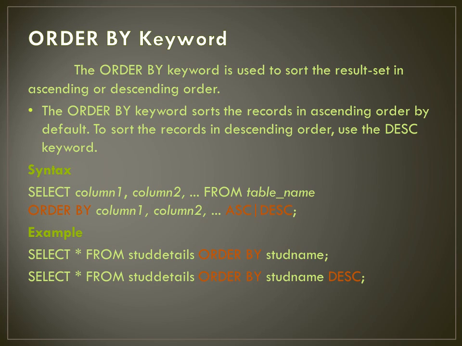Next, select star from student details, order by student name, space DESC. DESC is the keyword which is used to show the order as descending order. So this query will return the student details in descending order of the student name.